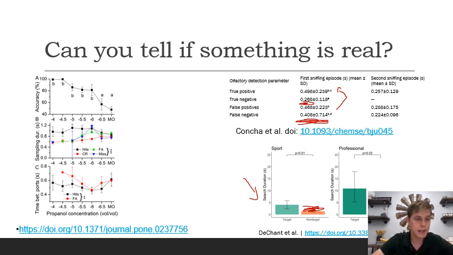There's a more recent study in rodents that came out that looked at different dilutions of the odor. So this is decreasing in concentration on our x-axis.